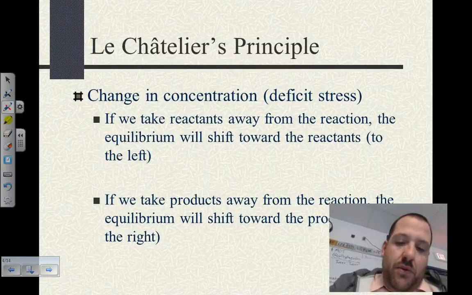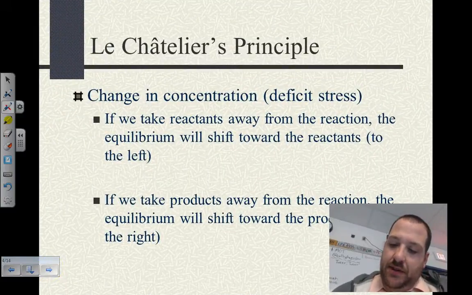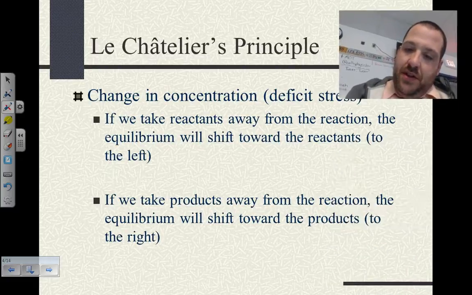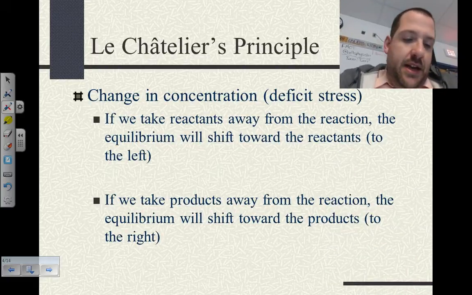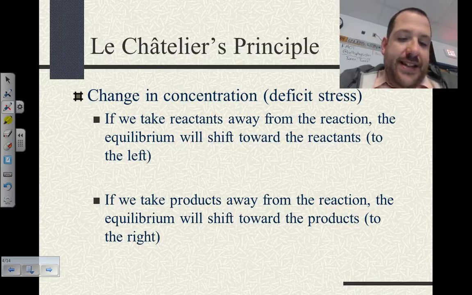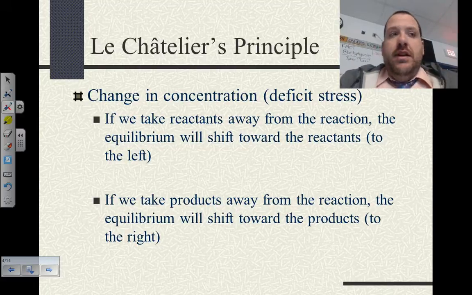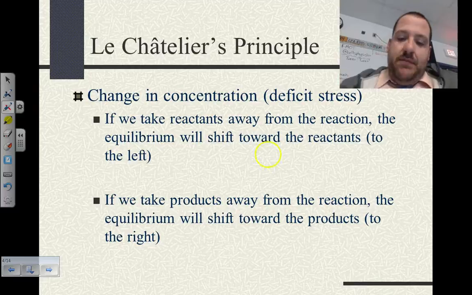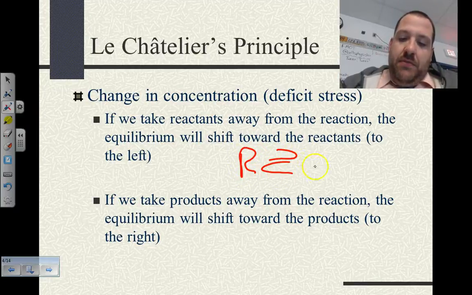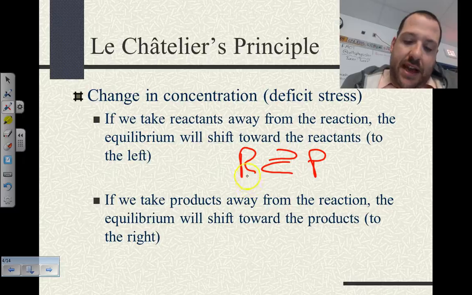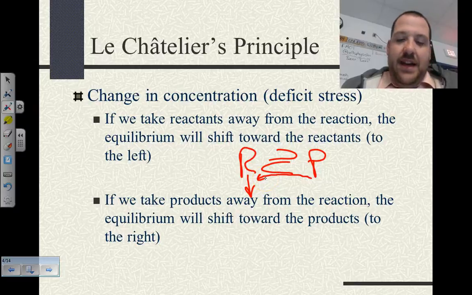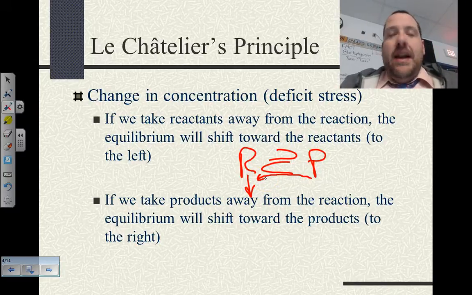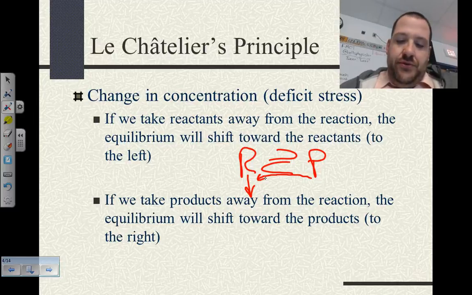Okay, now instead of adding products or reactants, what if we take them away? Well, I would hope that you would see that it's kind of the same thing. Again, reactants are in equilibrium with products, and if we take reactants away, the products are going to shift to fill that vacancy that was left by taking away reactants. And the opposite is also true if we take away products.